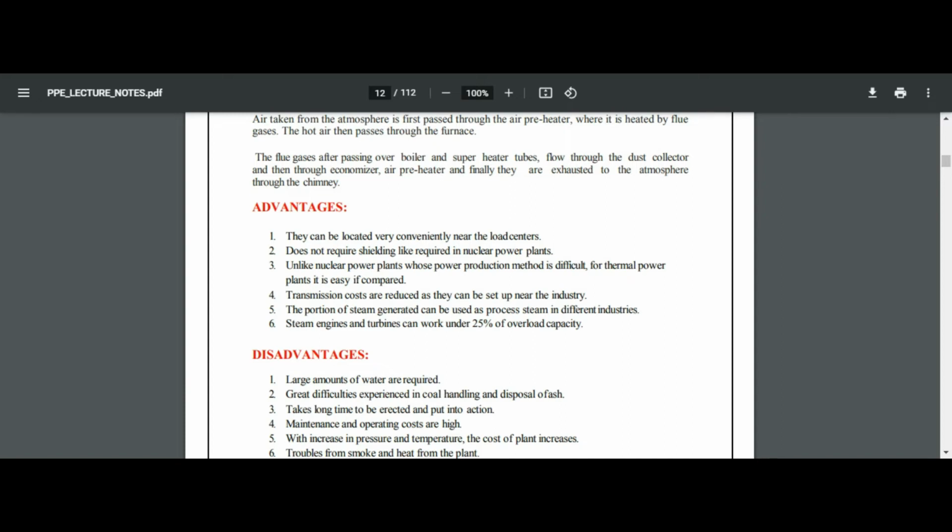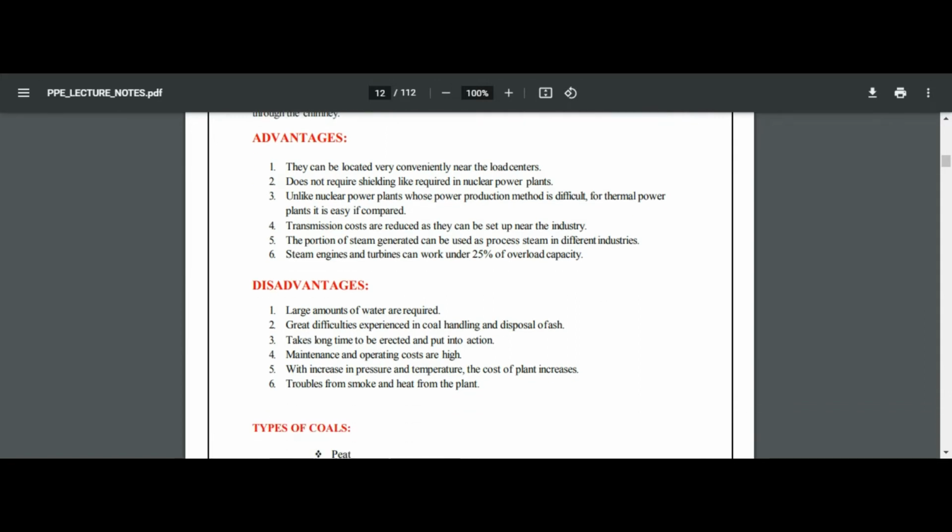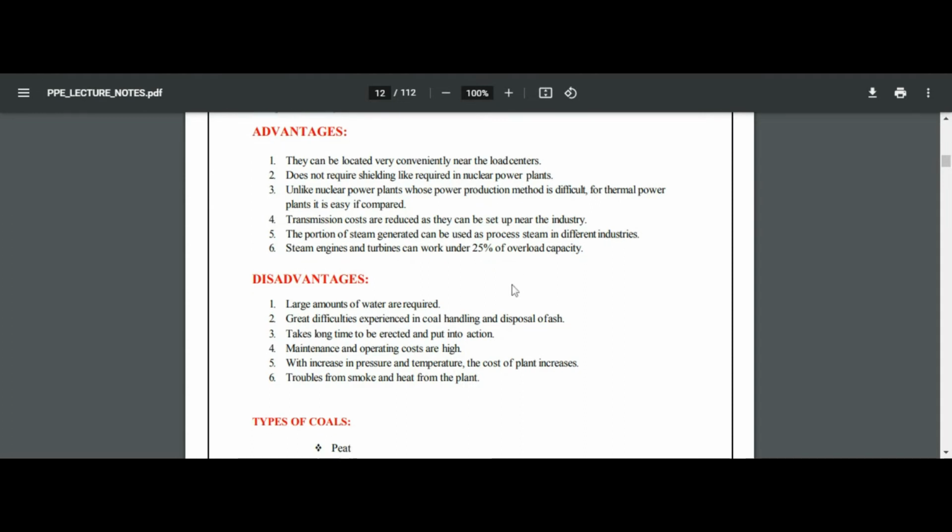The portion of steam generated can be used as process steam in different industries. That is, the steam coming out from the steam turbine can be used for industrial purpose also. That is, the heat can be used for other purpose also. Steam engines and turbines can work under 25% of overload capacity.